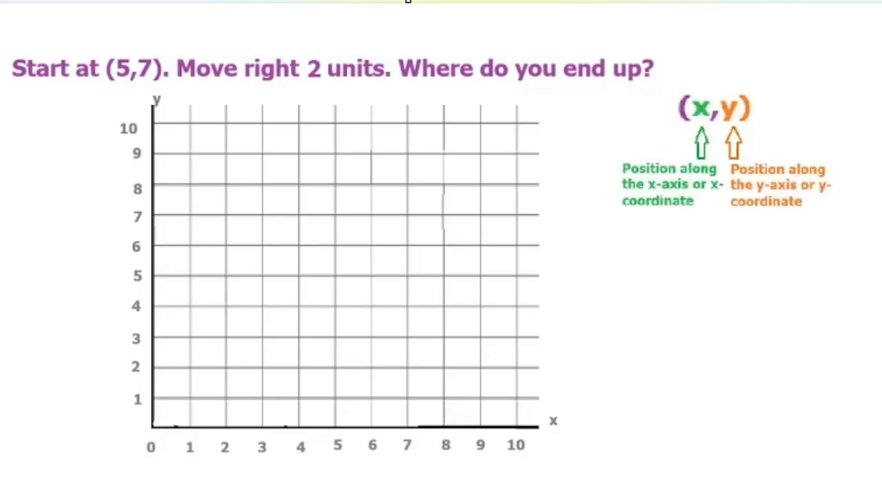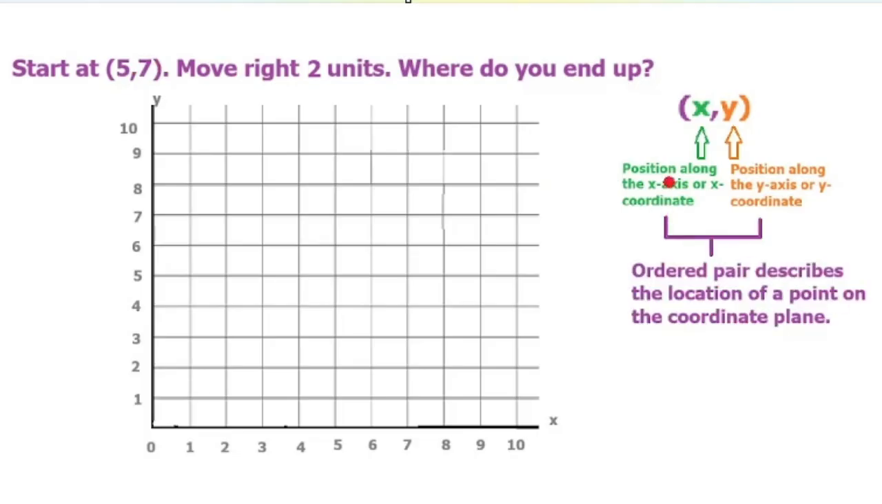So we have a coordinate x comma y. X is the position along the x-axis or x-coordinate. So for this one, we know x is going to be 5. That's our x-coordinate. And this y is the position along the y-axis or the y-coordinate. So in this case, it's 7 on the y-axis.